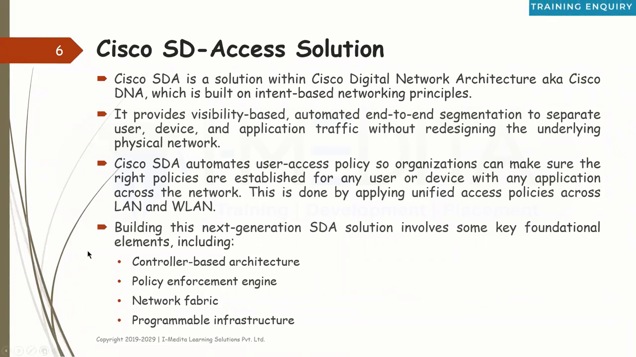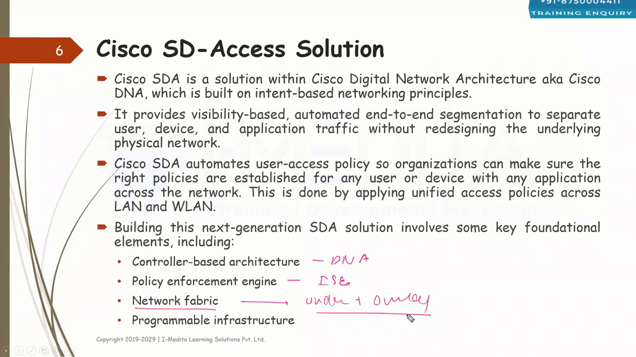So we have a controller. We have a controller that is labeled as DNA Center. Then we have Cisco Identity Services Engine or ISE as a policy enforcement engine. Then we have a network fabric. What is a fabric? Fabric is a combination of something called an underlay network and the overlay network. So the SDA solution, Software Defined Access, is going to build some tunnels from one end of the switch to the other end of the switch.